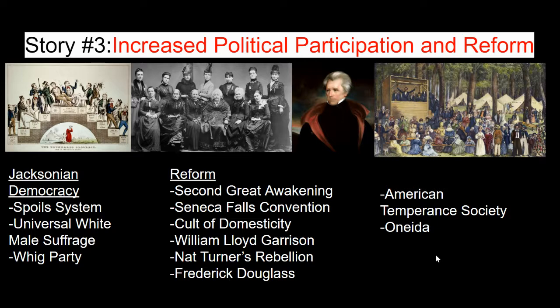All right. So these are the three major stories during this time period. This is an incredibly important time period. They like to ask a lot of questions on this time period. This time period provides great context for the next time period, for the 1850s and the Civil War.